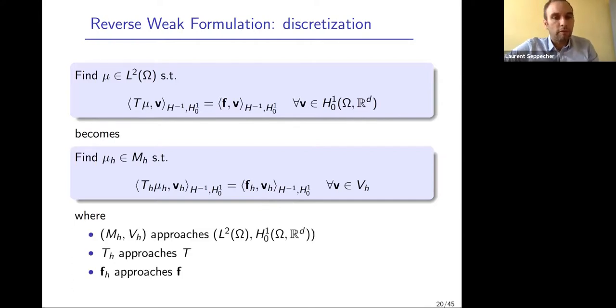Okay, so M_h and V_h are two spaces, and it's very important to choose them well, that will approach the two spaces L2 and H^1_0. T_h, it's an operator, will approach T in some sense, and f_h, the right-hand side, will be approaching f. Okay.